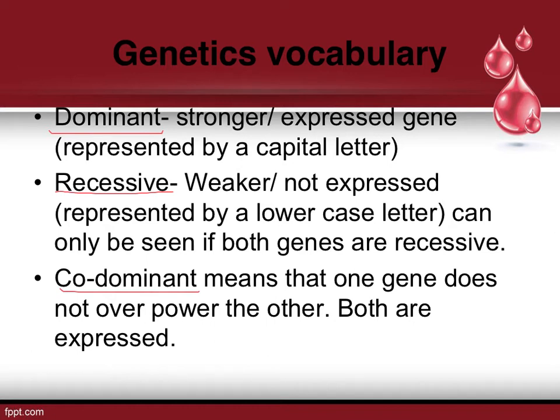And again, like we said, codominant just means that one gene is not stronger or does not overpower the other. Both of them are seen. So in the case of people with AB blood, A isn't the only one seen because A isn't stronger than B. B isn't stronger than A. They both share how strong they are. They're equally strong, so you have both of them.